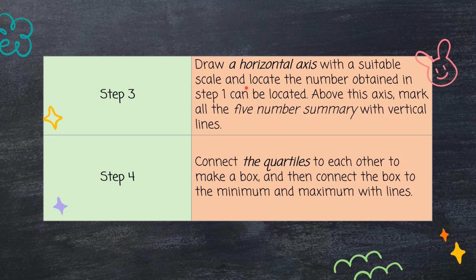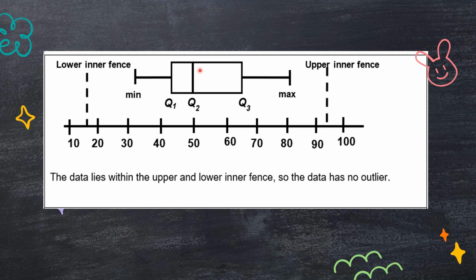Step 3. Draw a horizontal axis with a suitable scale and locate the numbers obtained in step 1. Above this axis, mark all the 5-number summary with vertical lines. And last step, connect the quartiles to each other to make a box, and then connect the box to the minimum and maximum with lines. Here is an example of a box plot.